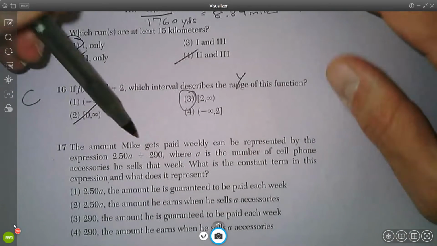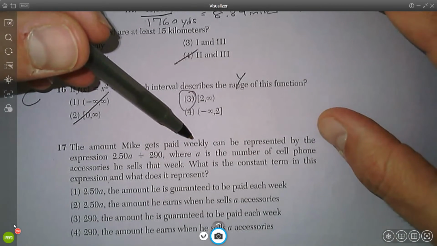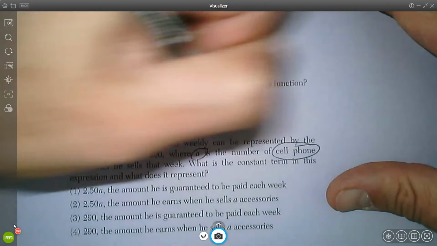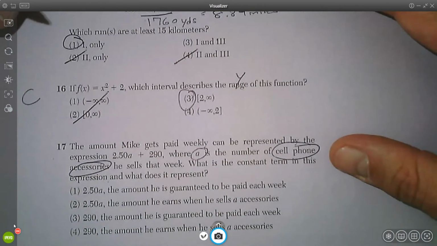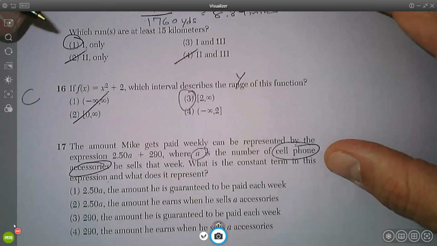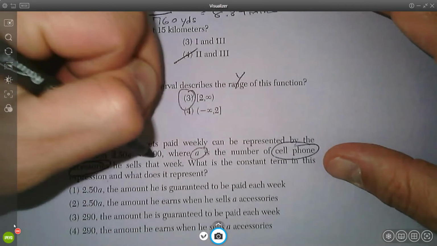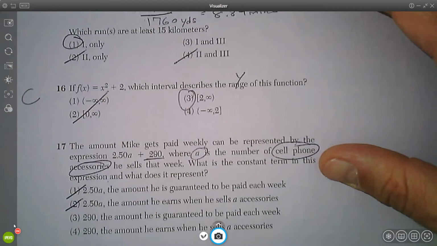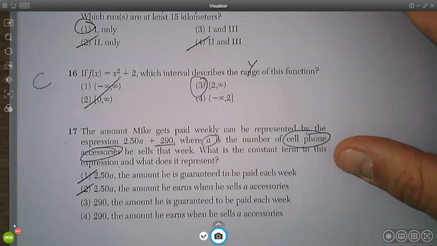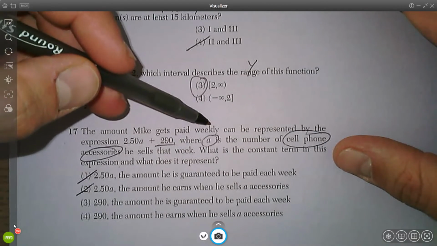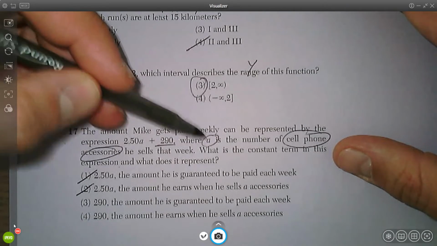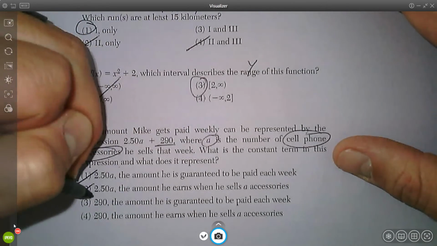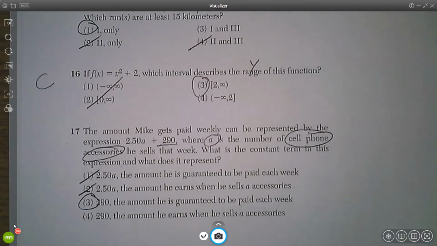All right. The amount Mike gets paid weekly can be represented by the expression, where A is the number of cell phone accessories he sells. What is the constant term? Constant means it never changes. So 290 is always 290. So choice 1 and 2 are out. And what does it represent? This is the weekly pay. So if he sells 0 accessories, he's still getting $290. So that's the guaranteed amount that he's going to get.